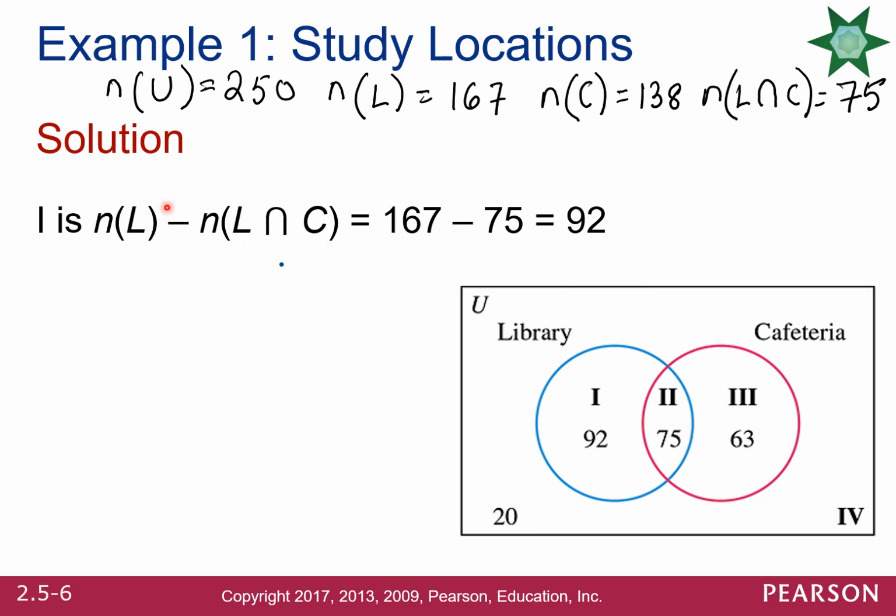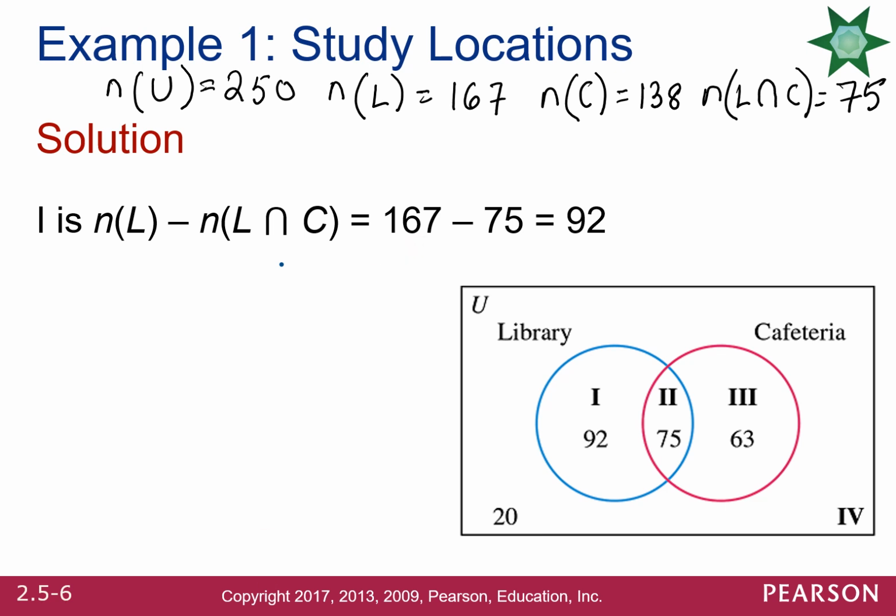167, right? N of L, all those studying in the library, minus those who study both in the library as well as the cafeteria, therefore N of L intersection C. So you have to do 167 minus 75, which gives a value of 92, and that value goes in region 1. So that's why we have 92. 92 plus 75 must give you back the 167.